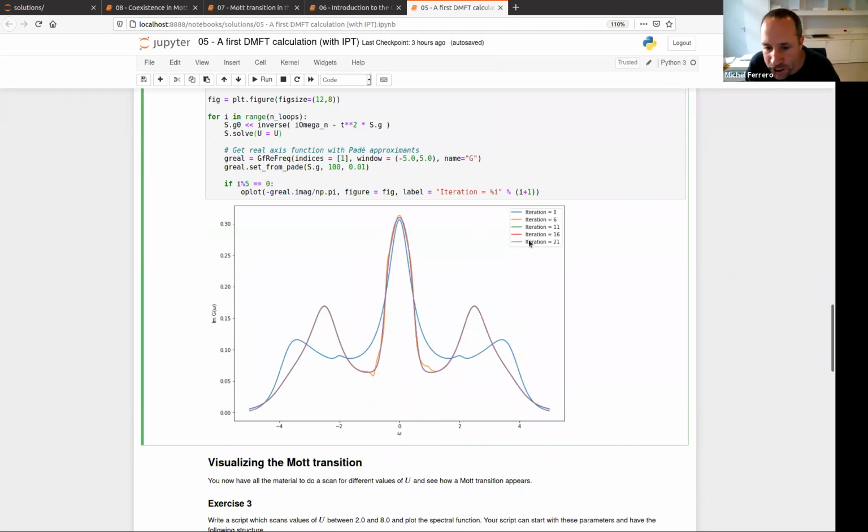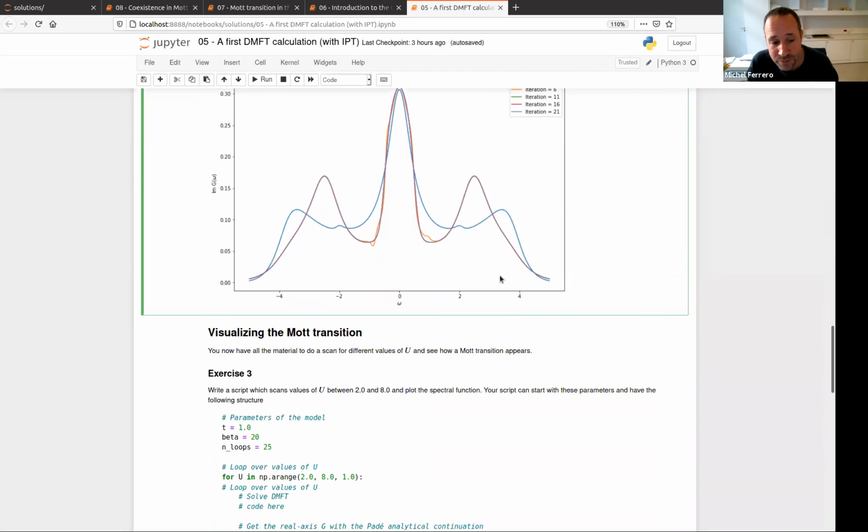You see, at the first iteration, I got this blue curve, and remember, it has this little kink we were discussing because of the bath. But now at the next iteration, the bath itself is updated and becomes essentially this blue function now, which is smooth. So at the next iterations, this kink will disappear because I don't have this discontinuity anymore. And as the thing converges, it goes to a smooth curve here. Great. So that's for one value of U.